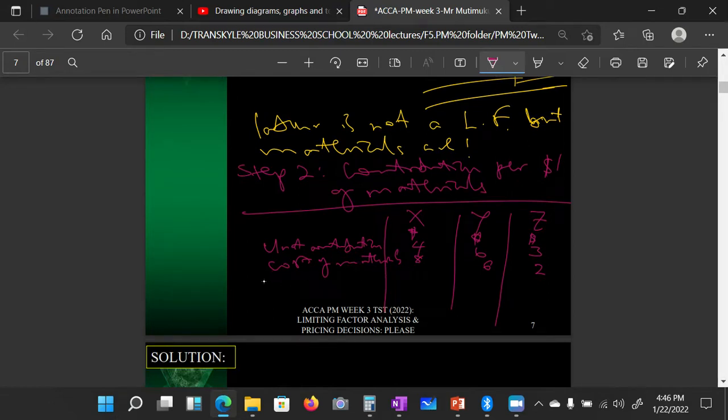So we want to find the contribution per dollar of materials, per dollar of that limiting factor. So the contribution per dollar would be how much of materials? Here, that's 4 over 8, because it's contribution over materials. So 4 over 8, that's 50 cents, 0.5. Here, 6 over 6, that's $1. Here, 3 over 2, that's $1.50.